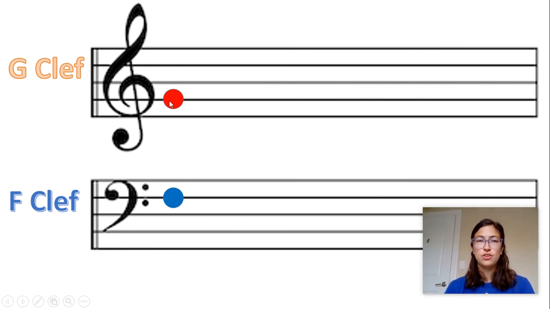So here are your arrows. This is G. We can go up or down the scale. And here is F. You can go up or down from F.